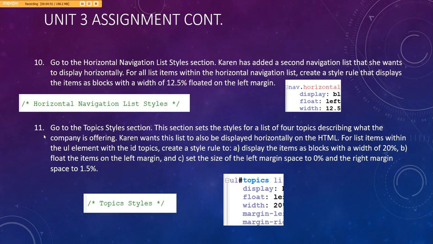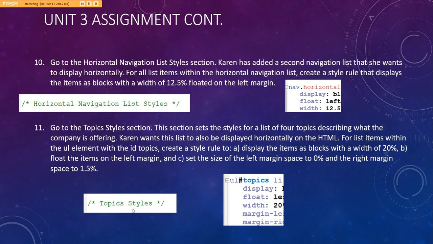Then you're going to go to the horizontal navigation list styles. Karen has added a second navigation list that she wants to display horizontally. For all list items within the horizontal navigation list, create a style rule that displays the items as blocks with a width of 12.5% floated on the left margin.